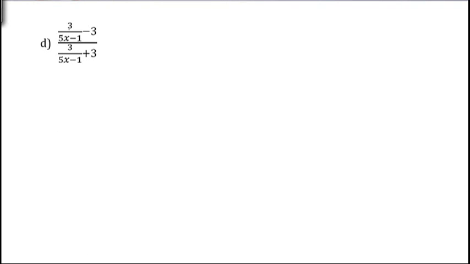Our next one here, 3 over 5x minus 1 minus 3, divided by 3 over 5x minus 1 plus 3. So the least common denominator this time is the 5x minus 1. Both the denominators are the same. So we're going to multiply both the top and the bottom by 5x minus 1.